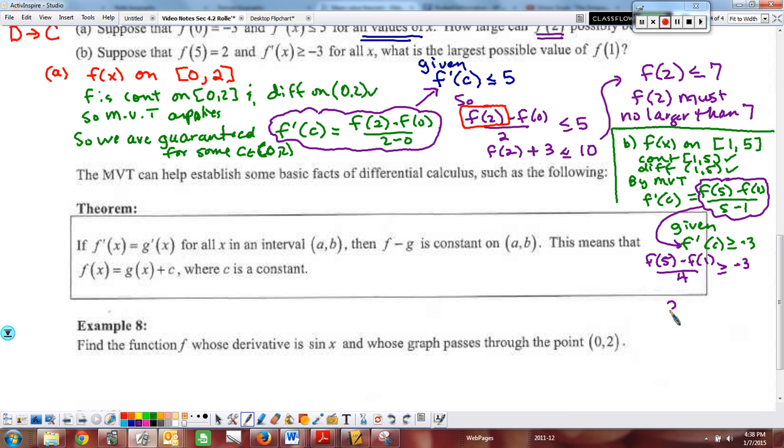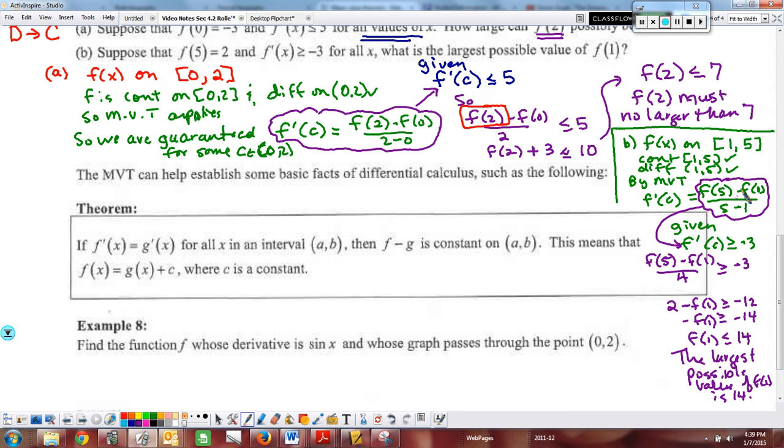F of 5 is 2, minus f of 1, greater than or equal to -12. Subtract 2, so that's -14. And then I'm going to multiply by a negative. F of 1, switch your sign, is less than or equal to 14. So the largest possible value of f of 1 is 14. So the mean value theorem, even though you might not recognize it at the beginning, is exactly what you need in order to determine the largest and smallest value for this type of problem.